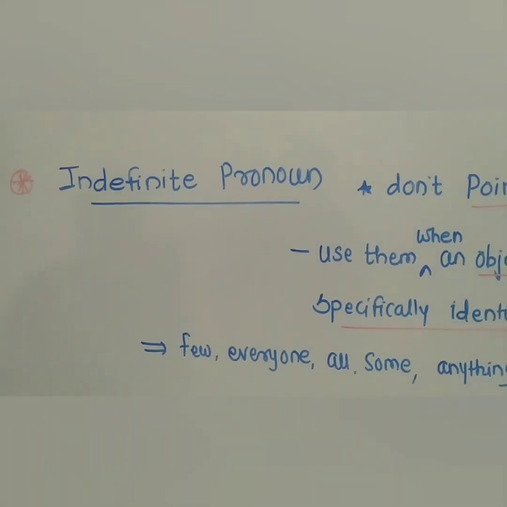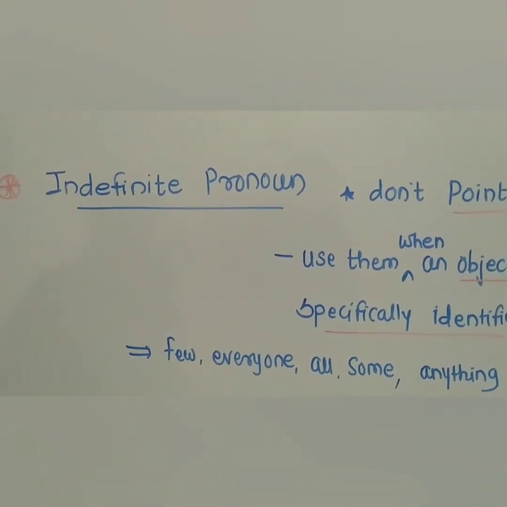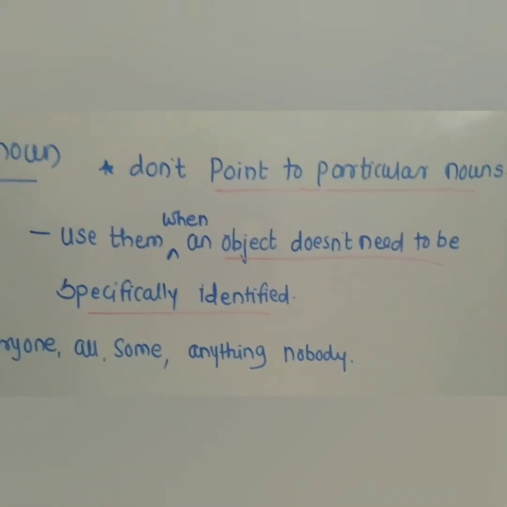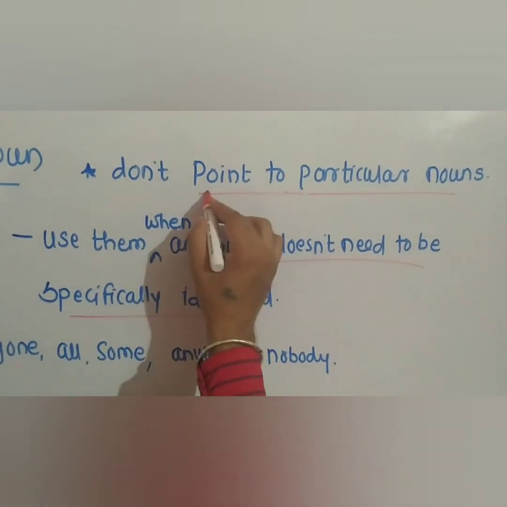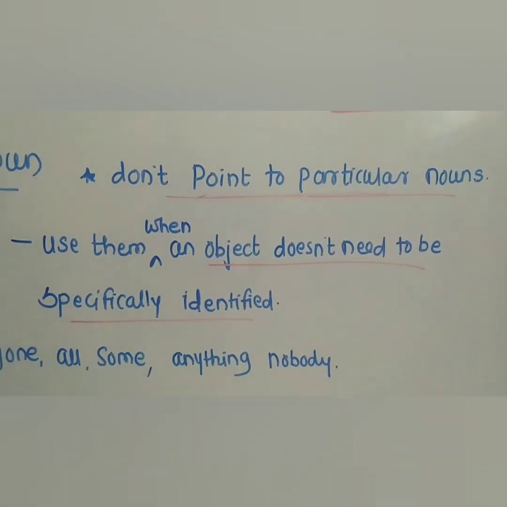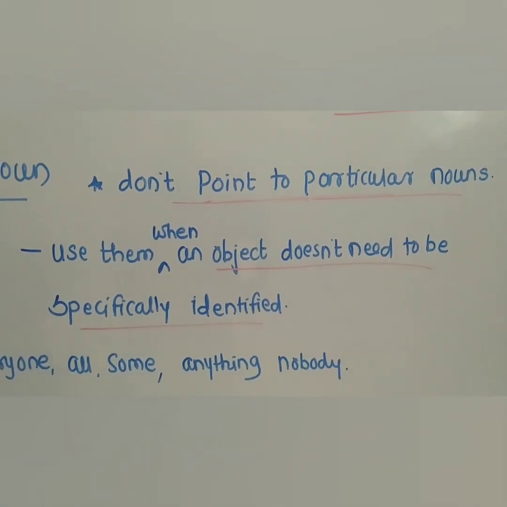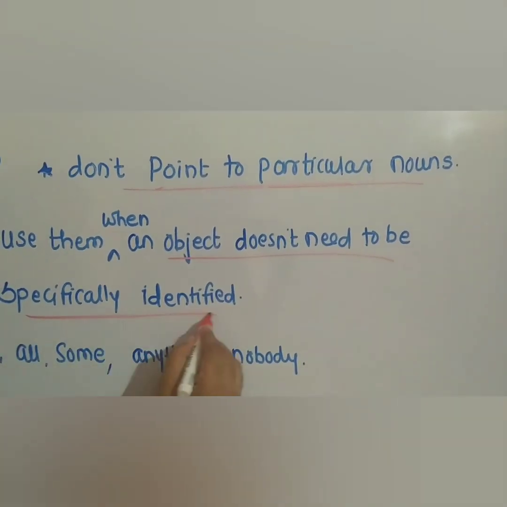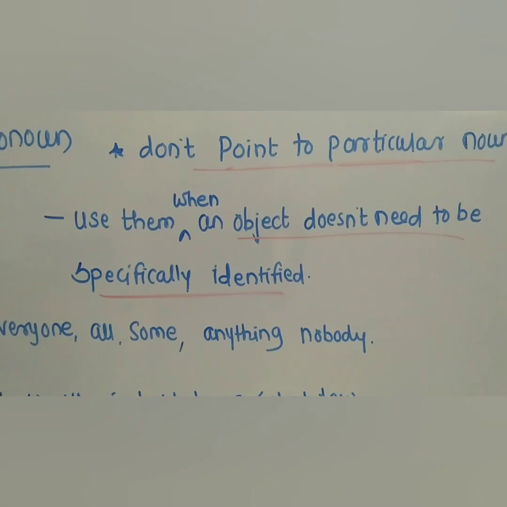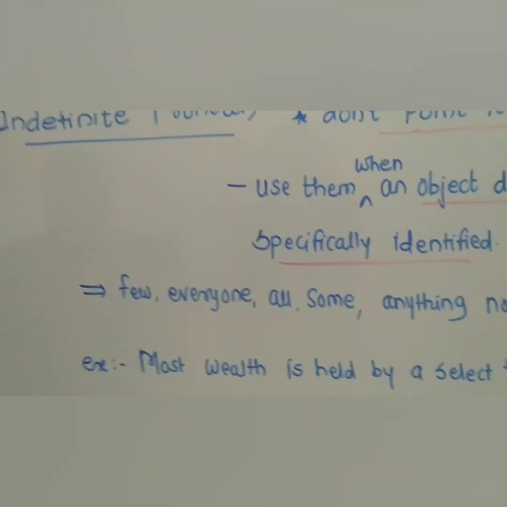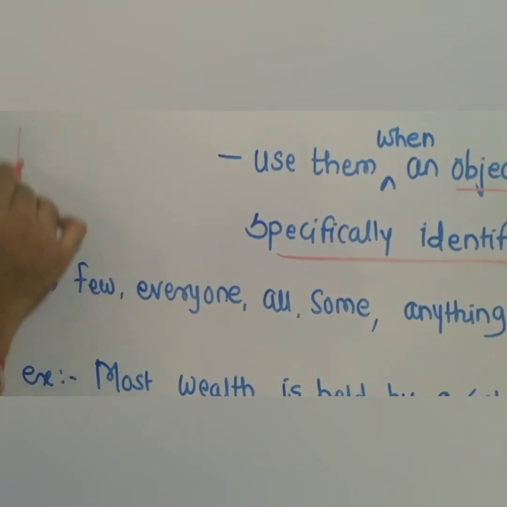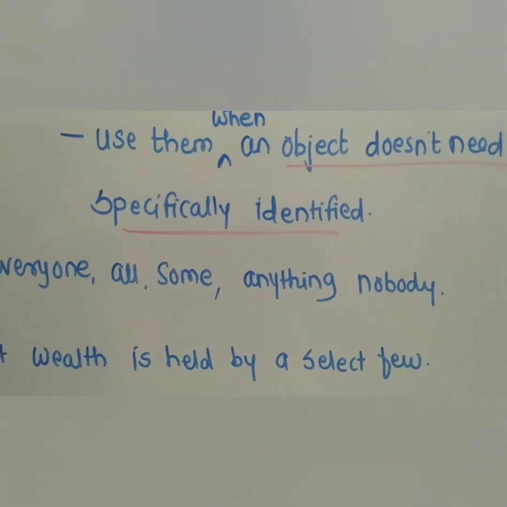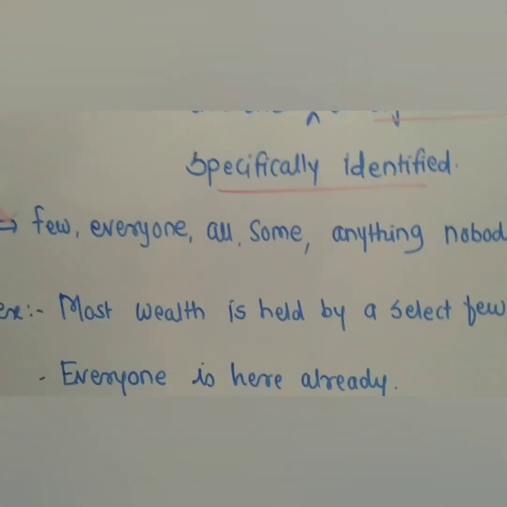Now the next type of pronoun is the indefinite pronoun. Indefinite pronouns don't point to a particular noun. So it is one of the important points: they don't point to a particular noun. We use indefinite pronouns when an object doesn't need to be specifically identified. So which are the indefinite pronouns? Let's see the list: few, everyone, all, some, anything, nobody. So these are the indefinite pronouns.